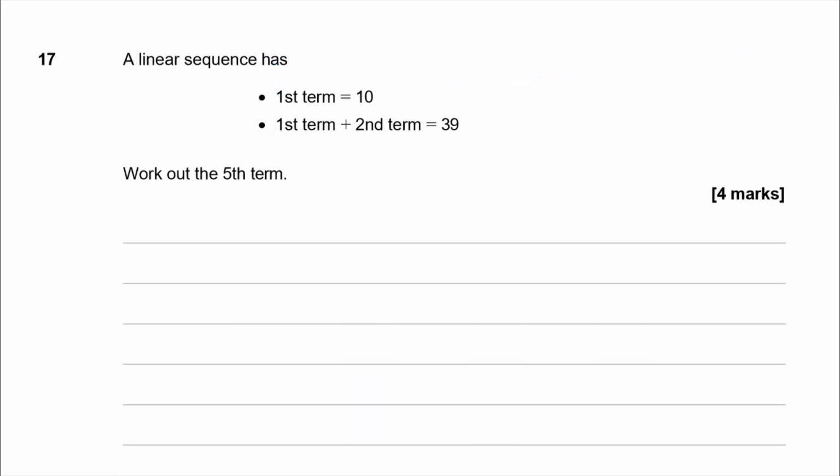Question 7. A linear sequence has first term 10, first term plus second term is 39. Work out the fifth term. Okay, so we got a sequence, got 5 numbers that we're interested in.